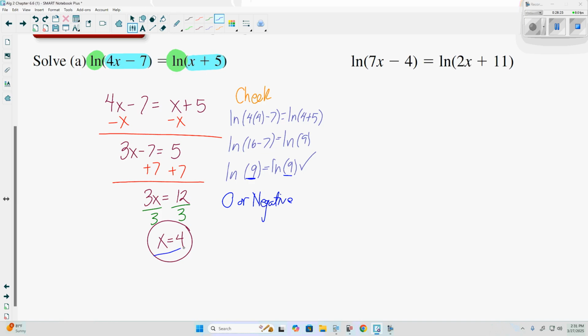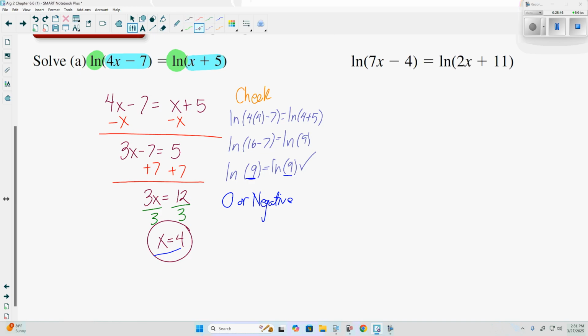So here 4 gave us 9 and 9, that's fine. Even if it said the natural log of negative 9 is equal to the natural log of negative 9, it would not work because we cannot take the natural log of negative 9. Questions on this here? Let's look at the next one.